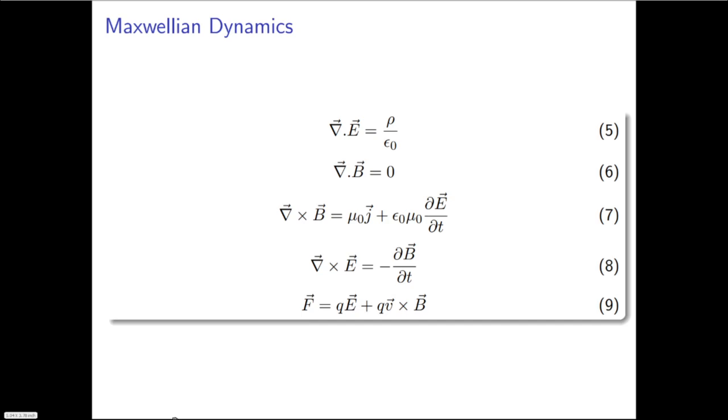And he also added another term, as you can see, the second term on the right hand side, that is epsilon naught mu naught dou E by dou t. This second term on the right hand side is what is called displacement current. The displacement current is nothing but the current which can pass through vacuum in the space between two capacitors. That's what we were taught when we were in high school.